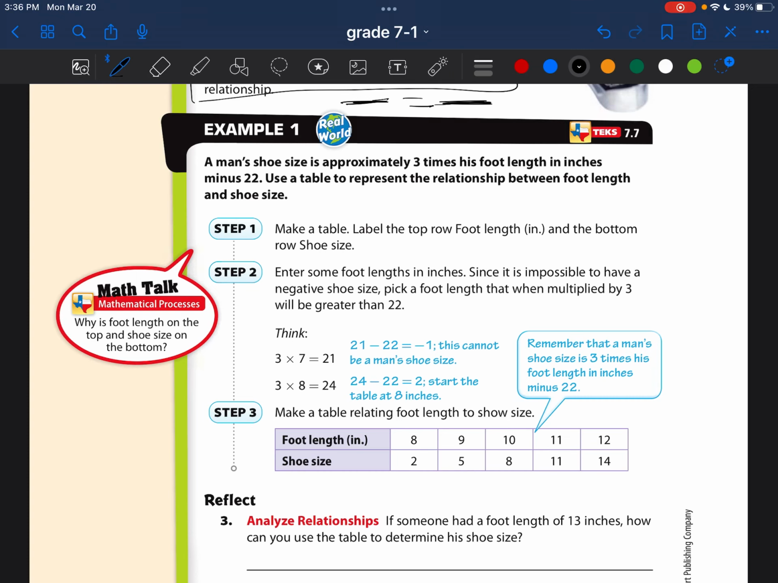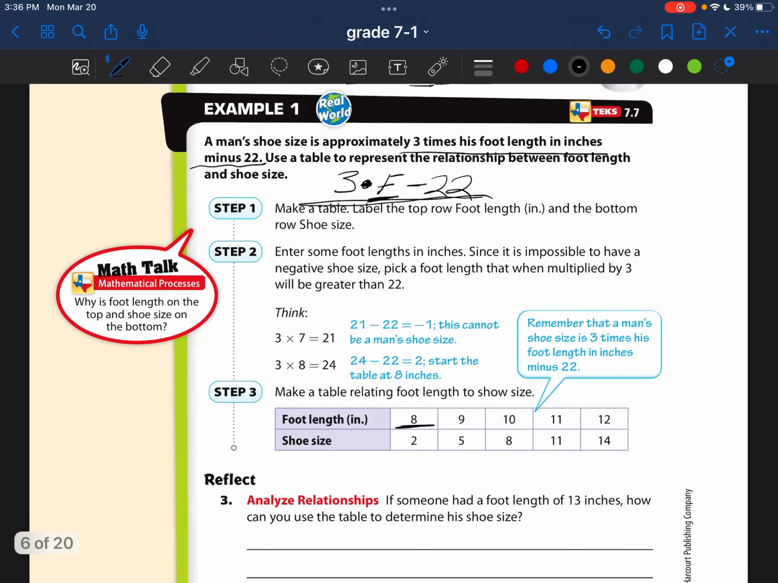So how I figure it out, first thing I look at is what's important. 3 times his foot length in inches, minus 22. Well, that already tells me exactly what equation I should be writing. We have 3 times the foot length minus 22. So where it says foot length down here, that number is what we would put here, and we would just do exactly as it says.